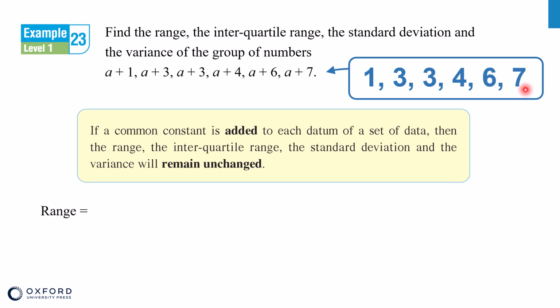So the range is 7 minus 1, that is 6. The interquartile range is the difference between the upper and lower quartiles, that is 6 minus 3, and it's equal to 3.